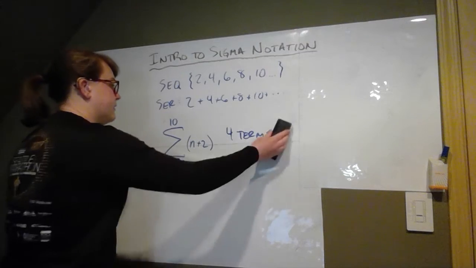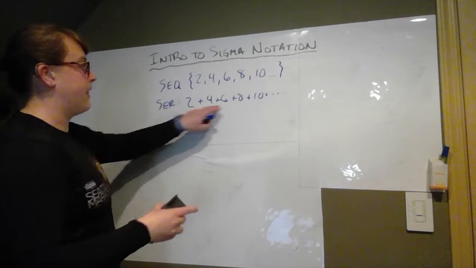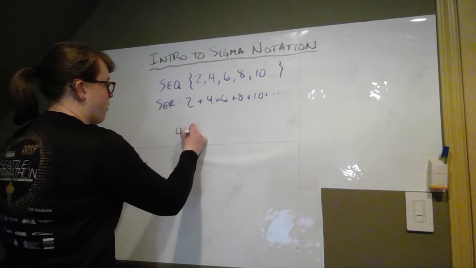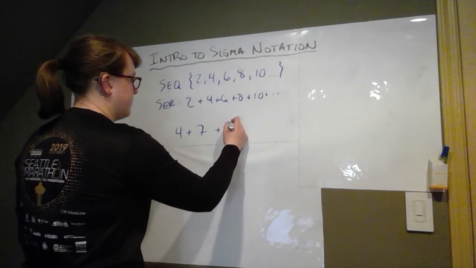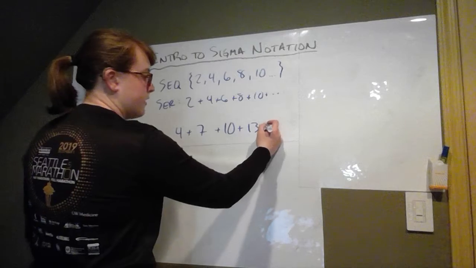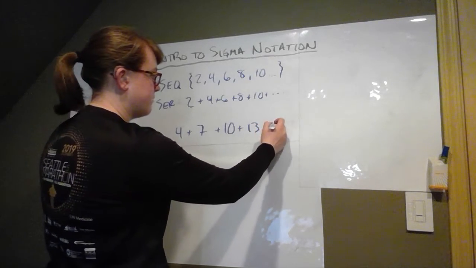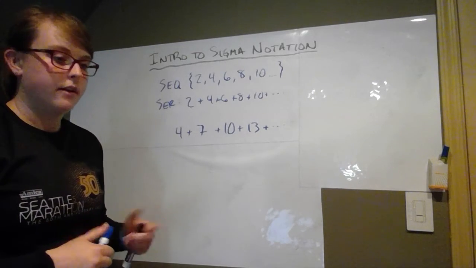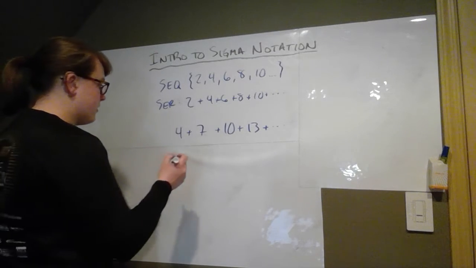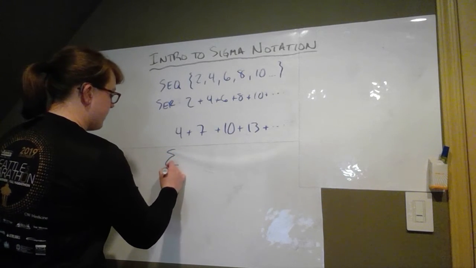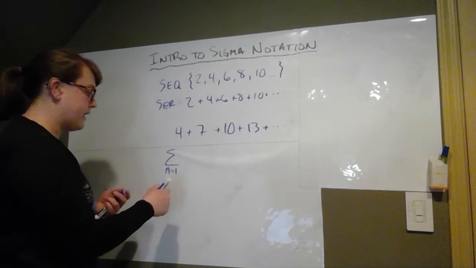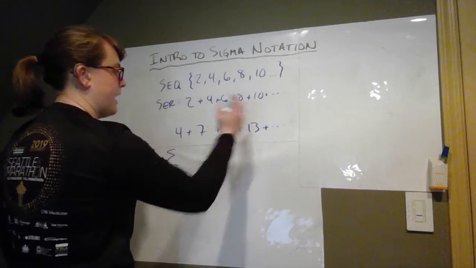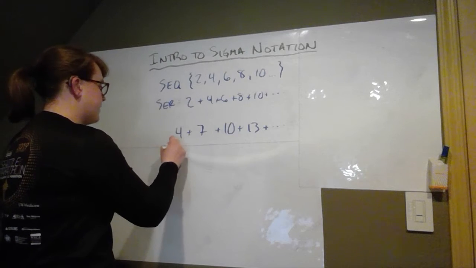Another thing that you could be asked to do is you could be given a written out series, like let's say we had 4 plus 7 plus 10 plus 13 plus, and so on. And we want to write this in sigma notation. So the first thing you would do is pick a starting point. I usually like to start with n equals 1. And since there's a dot dot dot here at the end and it doesn't just end with one term, that tells you that the top is going to be infinity.